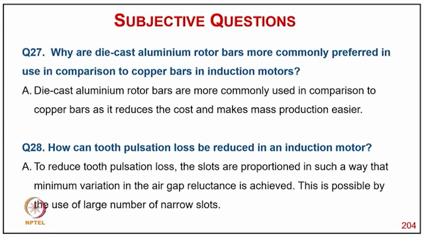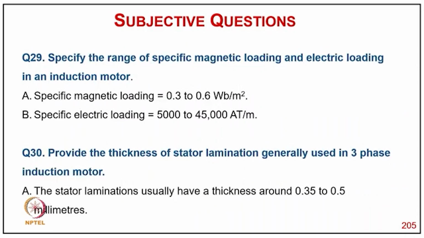Why is die cast aluminum bar more commonly used in comparison to copper bar? Die cast aluminum bars are more commonly used in comparison to copper bars as they reduce the cost and make mass production easier. How can tooth pulsation loss be reduced in induction motors? The tooth pulsation loss is proportional to the number of slots. The minimum variation in the air gap reluctance is possible by use of a large number of narrow slots.